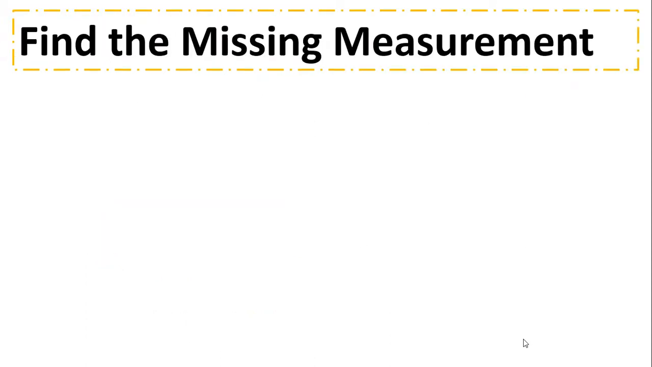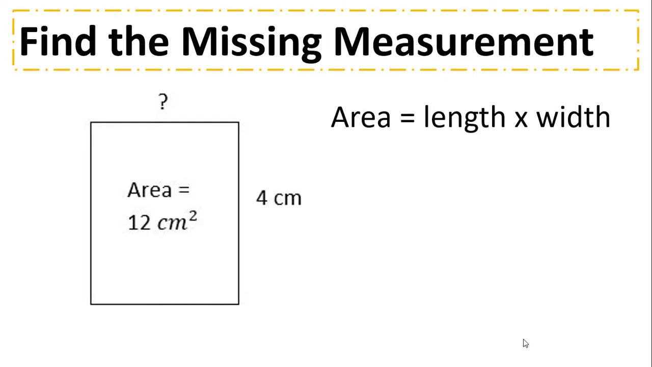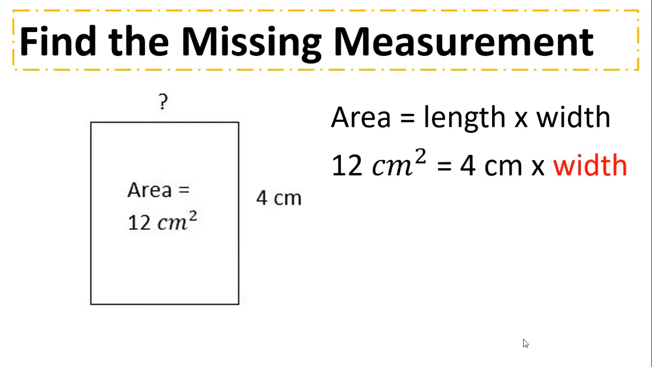Let's find the missing measurement involving area. We know that the formula for area is length times width. In this rectangle, our area is 12 centimeters squared. Our length is 4 centimeters, and we're missing our width. Well, we can replace the word width with a blank space.